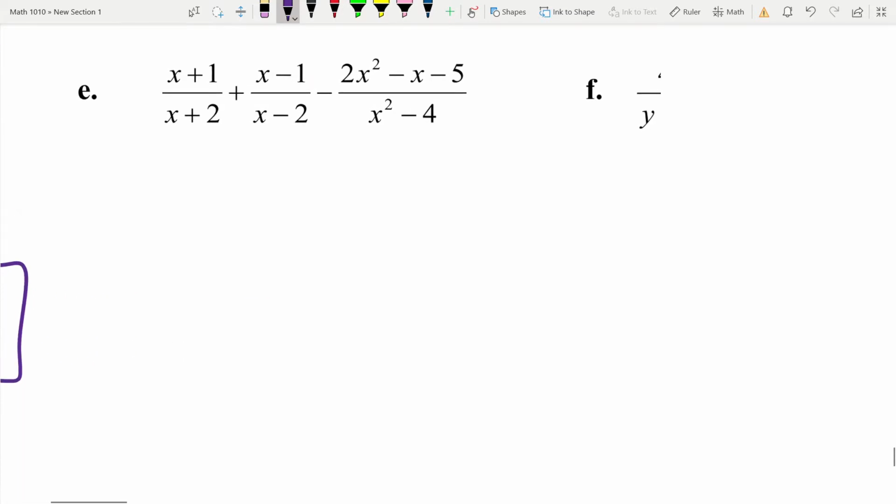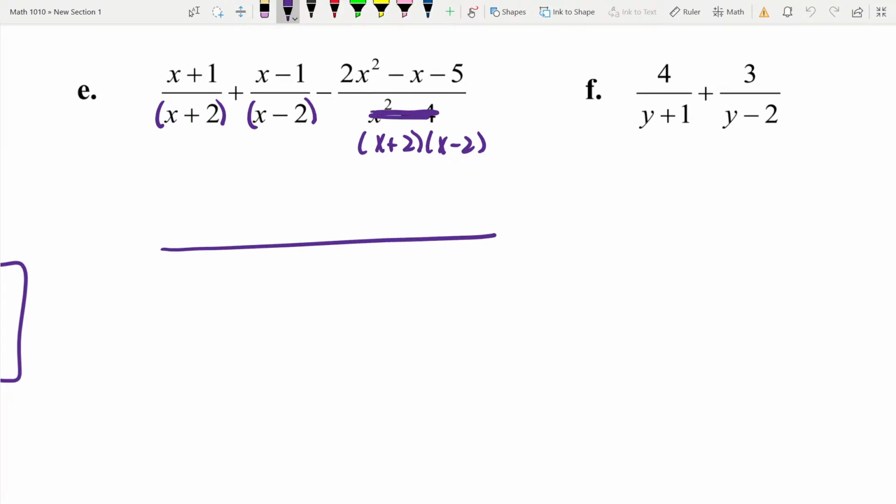Okay, look right here. Factor the first fraction, it doesn't factor. Factor the second one, it doesn't factor. The third one factors to the difference of squares, x plus 2 times x minus 2. Okay? What I'm about to say right here is super important. Listen, if you don't answer this correctly, you're going to miss it.